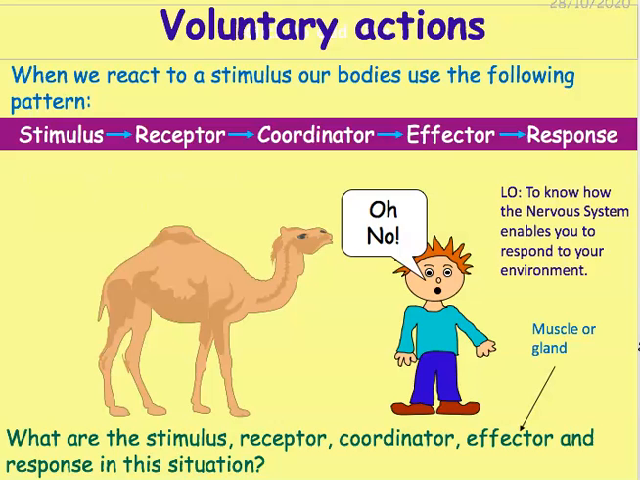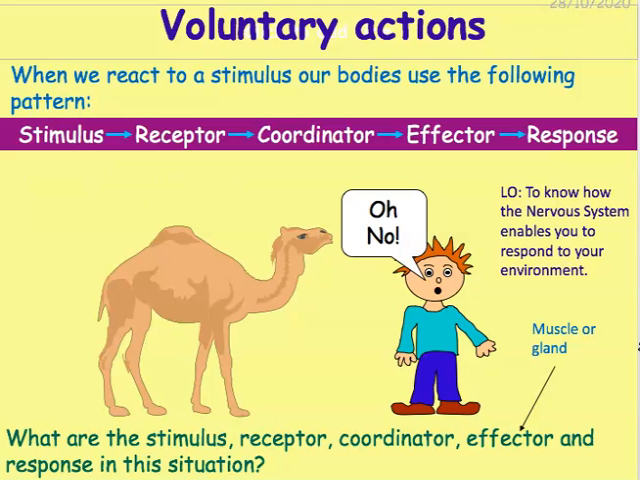So for example, if we're in lesson and I ask you to pick up your pen, okay, you are going to think about picking it up and then very quickly pick it up. That is a conscious action. That is a voluntary action. That is what we're going to talk about today. Okay, so this pathway you must learn. Stimulus, receptor, coordinator, effector, response. Now, I appreciate at this moment in time that won't mean much to you, but we're going to talk it through now.